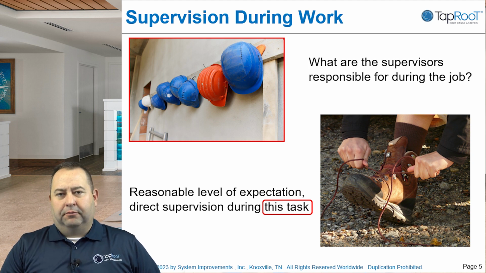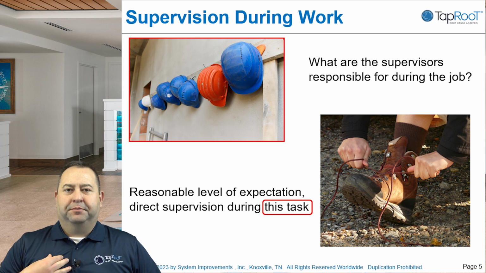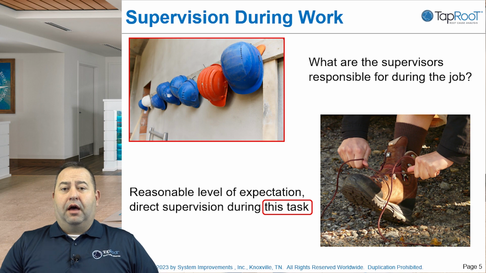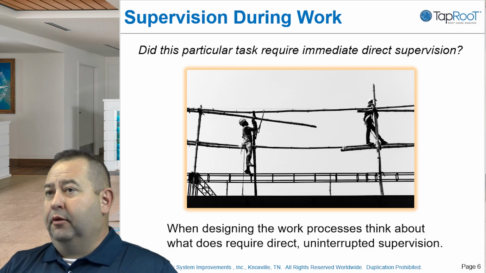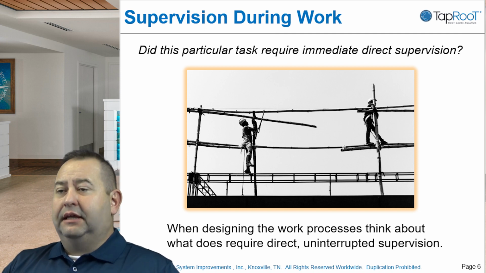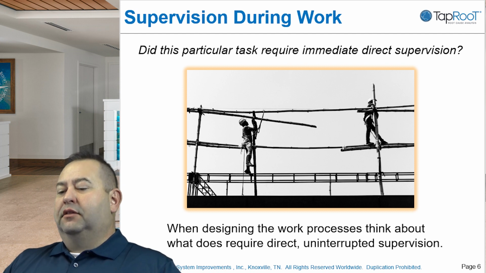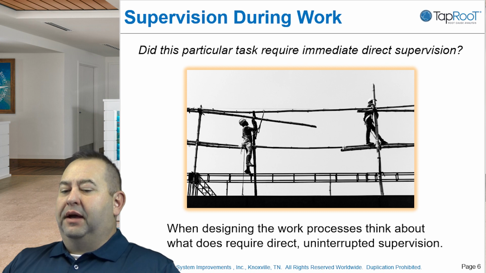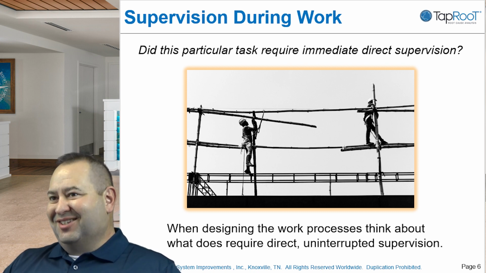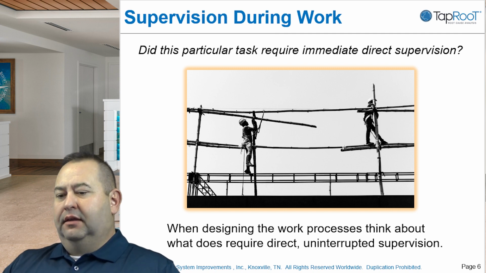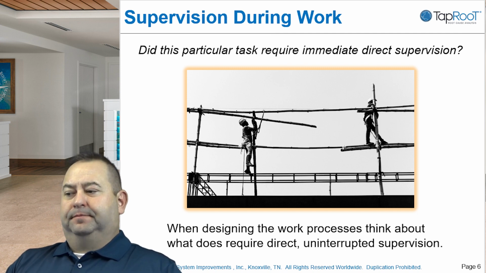Like on our slideshow here, we're not going to expect the supervisor to come supervise me to tie my shoes, right? But if we're doing something very critical, very high risk, like here, we're building some scaffolding, well, this particular task may require immediate and direct supervision. So when we are designing our work processes, we need to be thinking about what tasks in our process does require this immediate, direct, uninterrupted supervision.